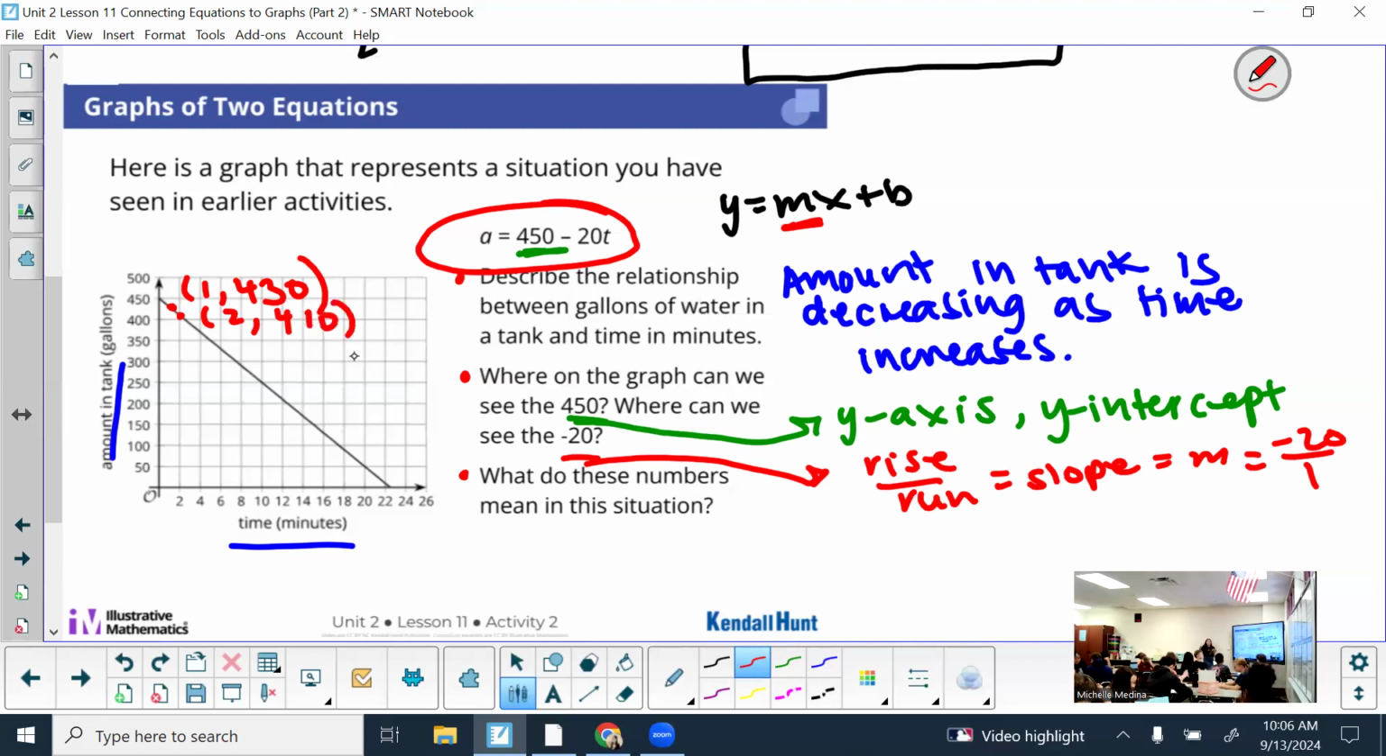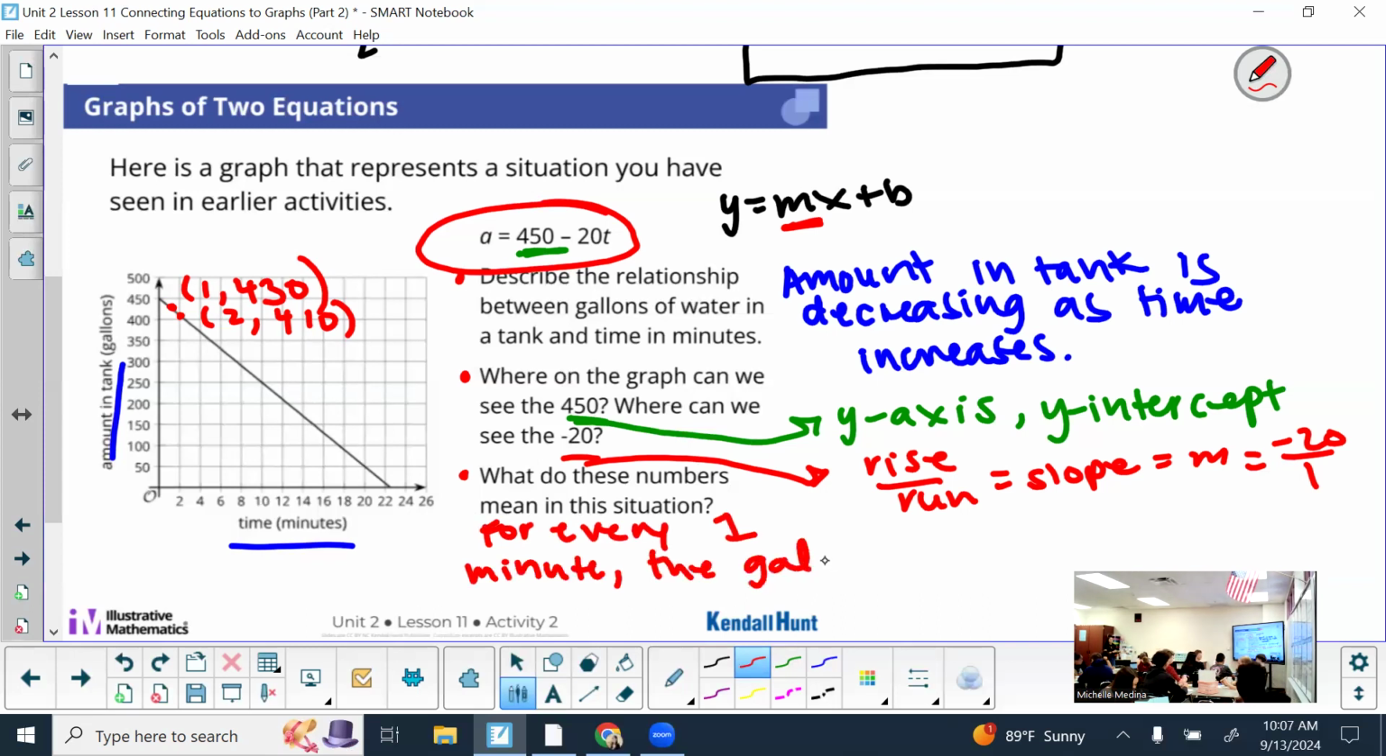Like it's your rise over your run? Going down 20 for each one? That's where you see it, okay? And in the equation, you see it in front of the variable. That's what they mean in this situation. You could say for every 1 minute, the gallon decreased by 20.